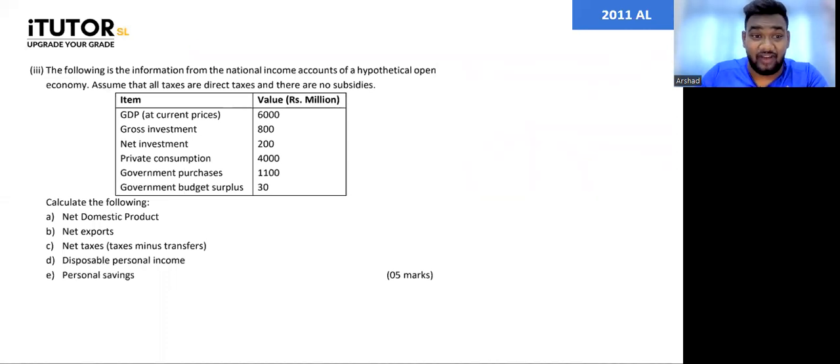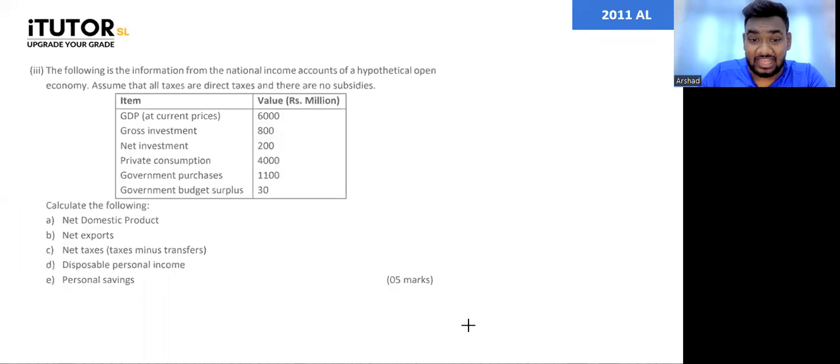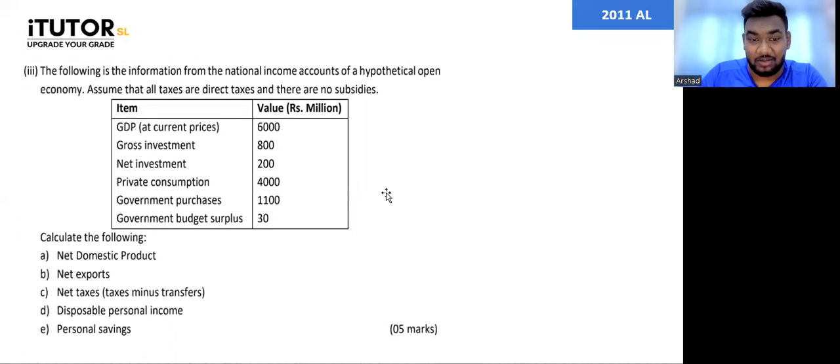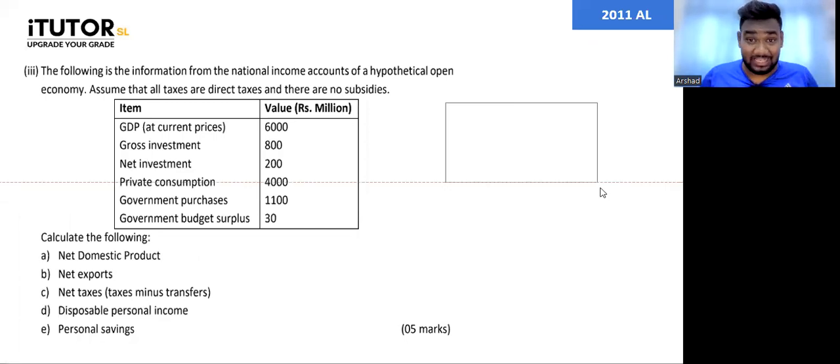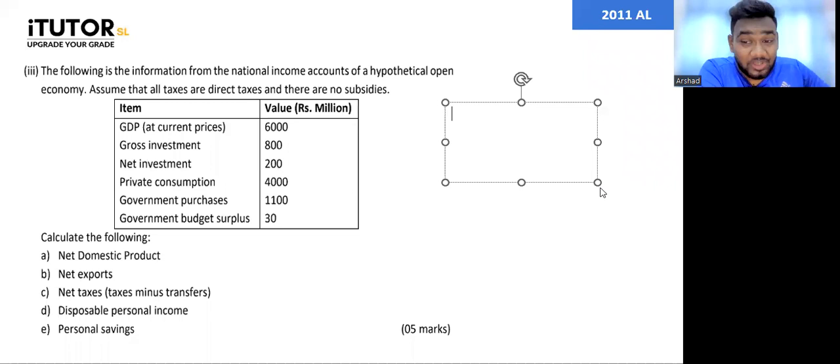So they're giving you 5 marks for 5 calculations. We'll try to calculate one by one. First of all, guys, when you get a GDP calculation from unit number 5, the first thing you have to do is figure out which approach you are going to use. There is the output approach, the income approach, and the expenditure approach. From the 3 approaches, you need to figure out which one to use to calculate GDP.